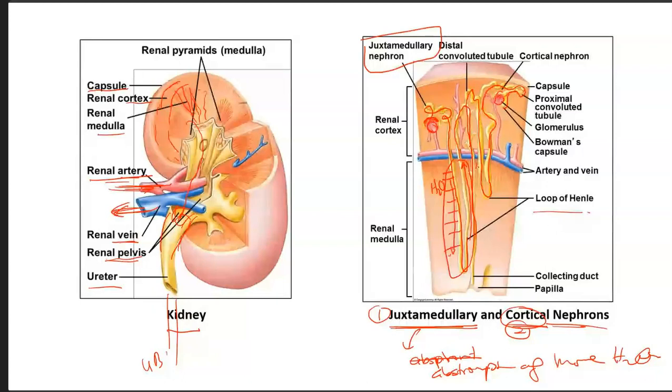Compared to the cortical nephrons, where the loop of Henle is much shorter, less water will be reabsorbed. So this is for animals that live in hot areas. They need to conserve more water within the body, and for these animals, they will produce a more concentrated urine that is produced in low volume. Low volume and much more concentrated. This is an adaptation so that they can survive in a hotter area.